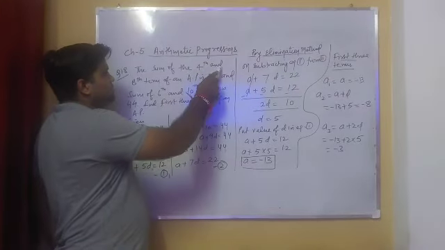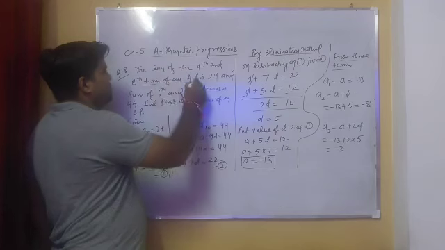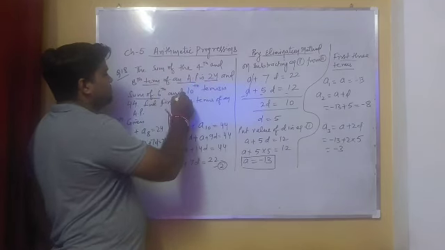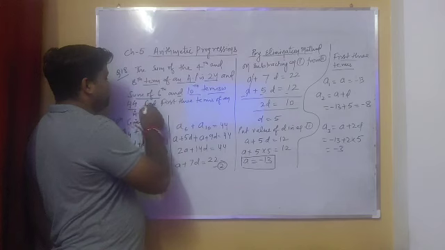Now question number 18. The sum of the 4th and 8th terms of an AP is 24, and the sum of the 6th term and 10th term is 44.